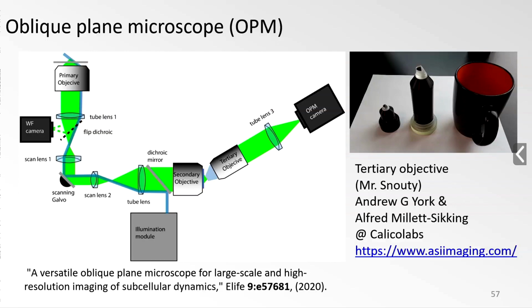So now we can have such a system. You have an illumination module, and then you have the tube lens, the scan lens here, and a scanning galvo. Actually, there should be a dichroic mirror and a cylindrical lens somewhere. But essentially, you can create a light sheet here, and it goes along this path and creates a light sheet here. By using this scanning galvo, you can scan the light sheet across the sample, and then you collect the fluorescence through the same path back here. And as I said, now you have this tertiary objective, or Mr. Snouty, so you can collect all the light into this detection path.